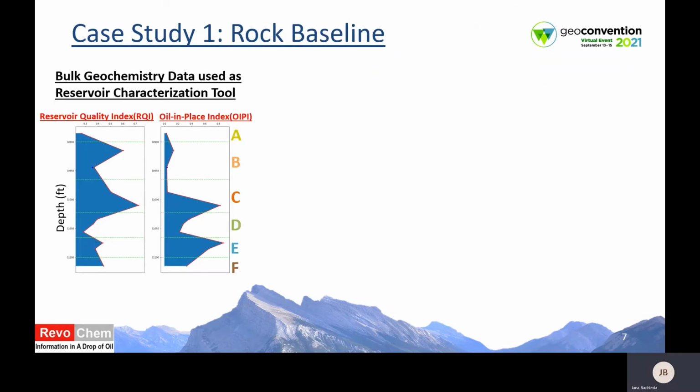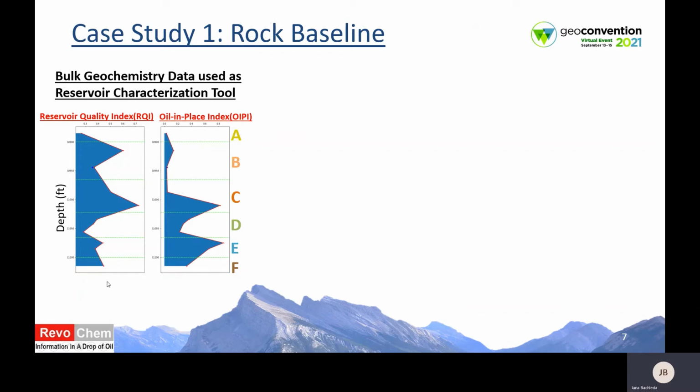So the first step in our process is we extract oils from the rock samples. And in this case, we had core samples. Once we've extracted oil from the rock samples, we use bulk geochemistry data for our reservoir characterization indices.